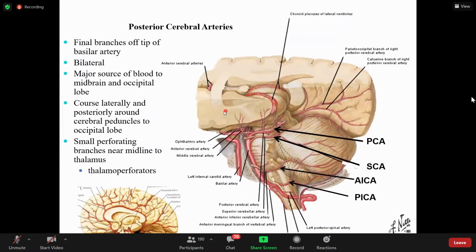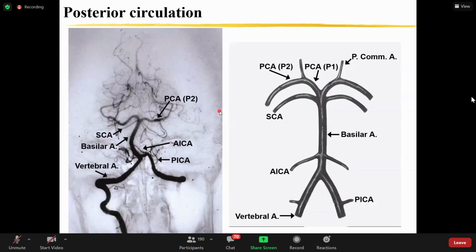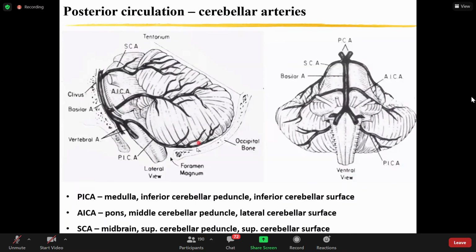cerebellum. Now the terminal branches, if you have noticed here, are the posterior cerebral arteries. Now we have the middle cerebral and anterior cerebral coming from the internal carotid artery, and the two terminal branches are the posterior cerebral arteries. These are the terminal branches of the basilar artery, okay? Posterior cerebral artery.